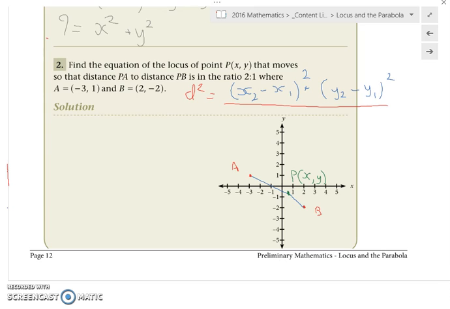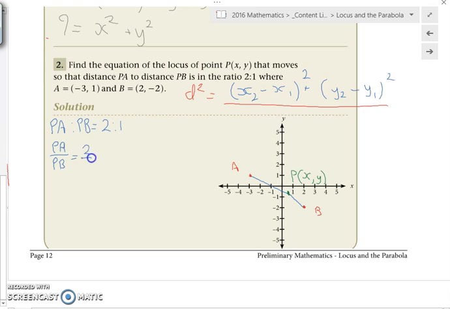Well, what do we know? What does the question tell us? Cool. Well, let's do it with the ratio to start off with. We know that PA to PB is 2 to 1. Cool? And once again, ratios are lovely, but let's write it as a fraction so it's a bit more manageable for us. So PA over PB equals 2 over 1. Is everyone happy with that? I haven't really done anything.